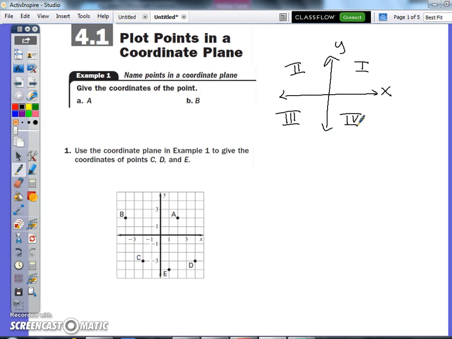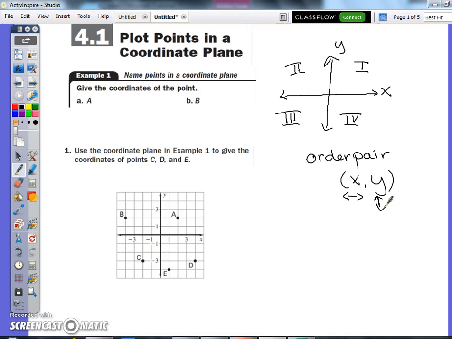In each quadrant, on a point, you have an ordered pair, which is made up of an x part and a y part. Now, x goes right and left, y goes up and down. It tells you where on your graph you will find your ordered pair.